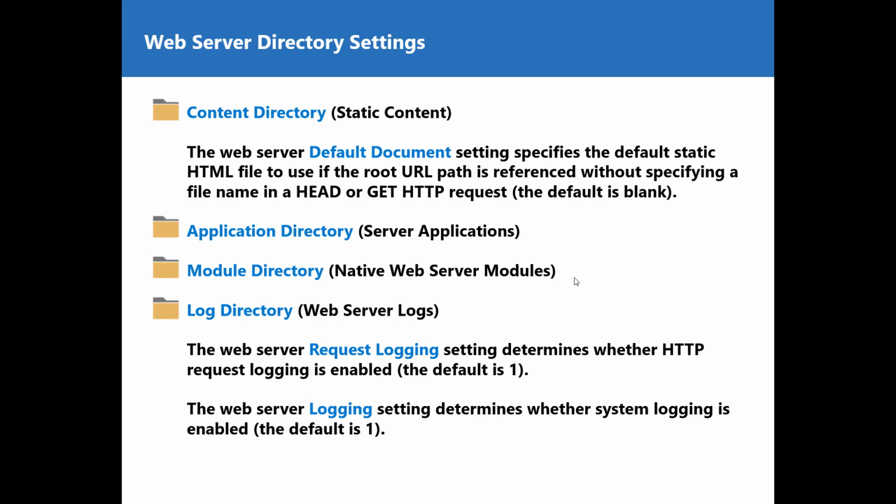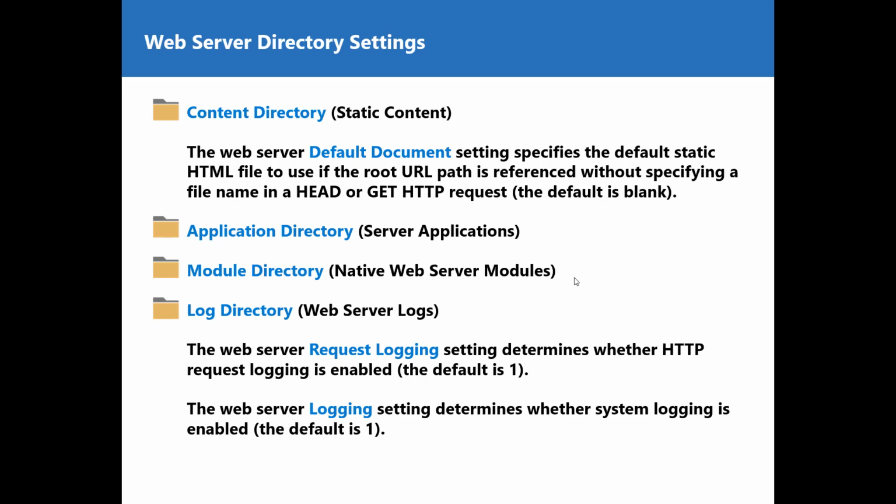So effectively, that gives you a way to have a default HTML file be displayed in the case where a user doesn't actually specify one. That can also be an Elevate Web Builder browser application, if you wanted that to be the case. The application directory, this is where the server applications are deployed. By default, again, that is applications. Module directory is where the native web server modules are deployed. That is also called modules by default.